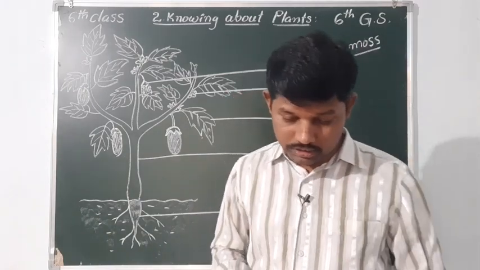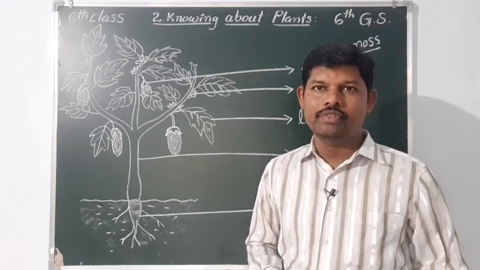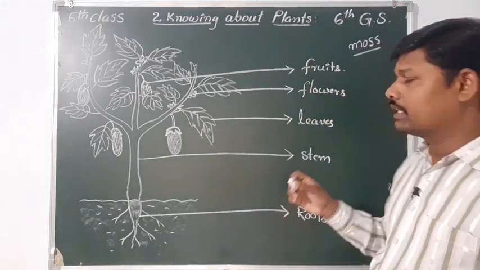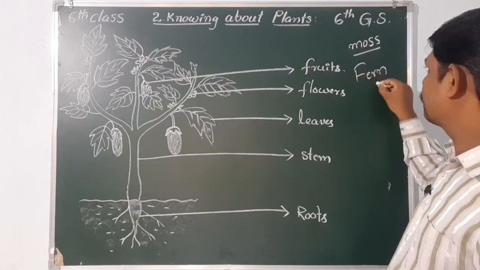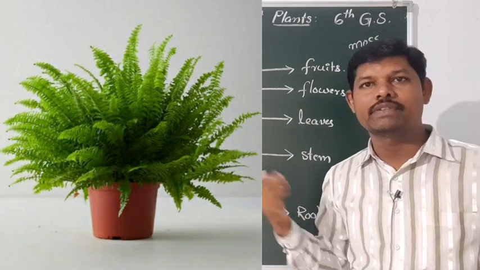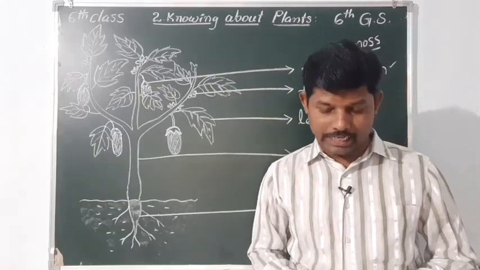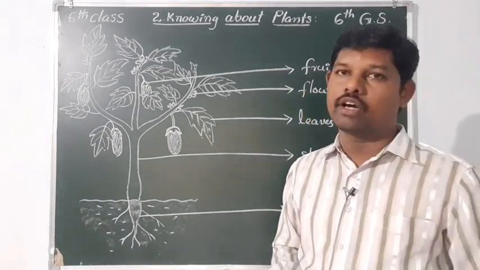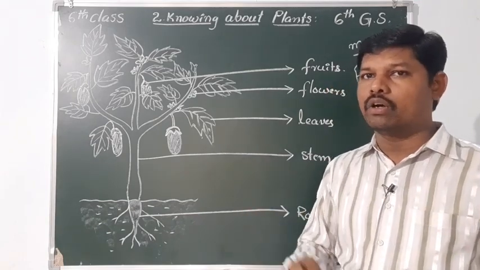And next question is, is there any plant without flowers? There is one plant called fern. Fern plant doesn't have flowers. You can observe the figure. Fern plant doesn't have flowers. And next question is, what are the common parts that you observe in all plants? After collecting different plants, what are the common parts all the plants have?